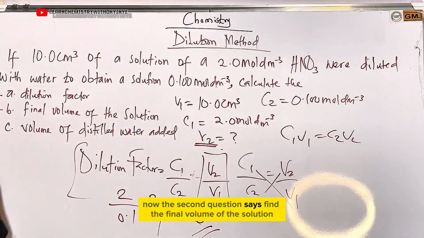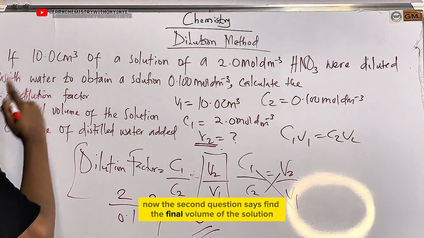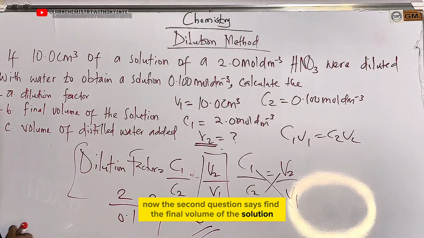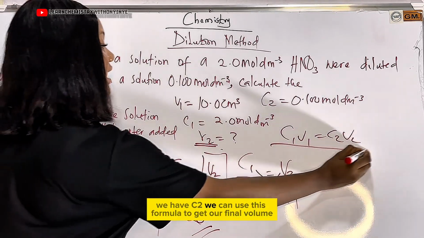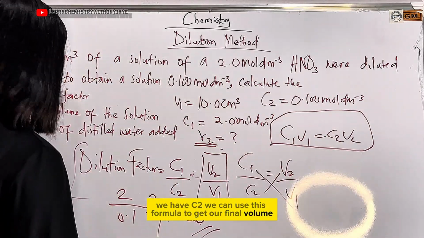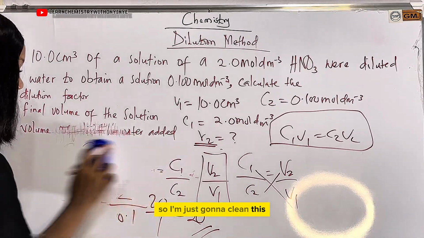Now, the second question says find the final volume of the solution. So we have C1, we have V1, we have C2. We can use this formula to get our final volume. So I'm just going to clean this.